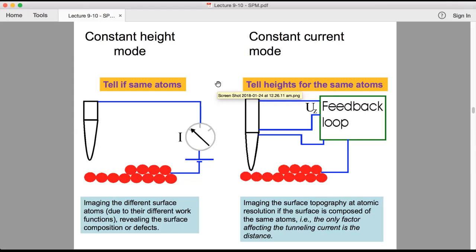The feedback loop will lower the tip to maintain the constant current. So if you just get that contour of the tip movement, you can get the topographical idea about the sample.